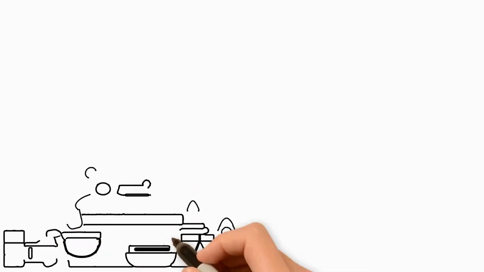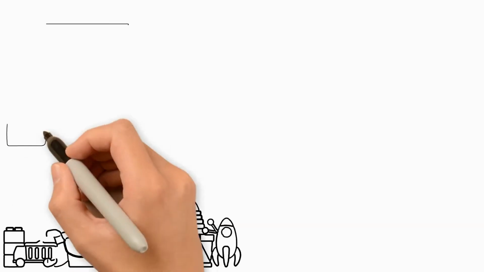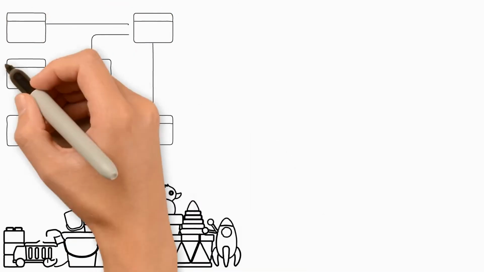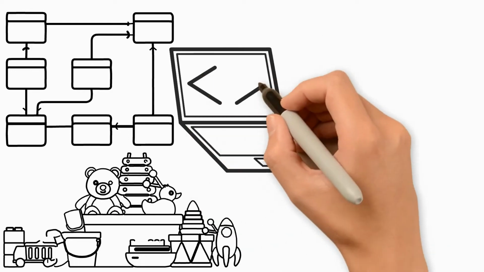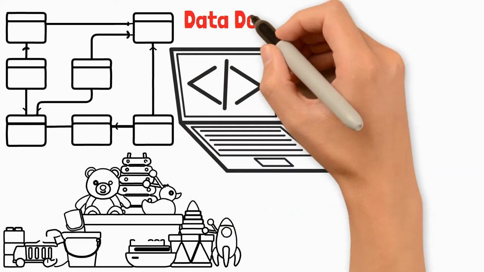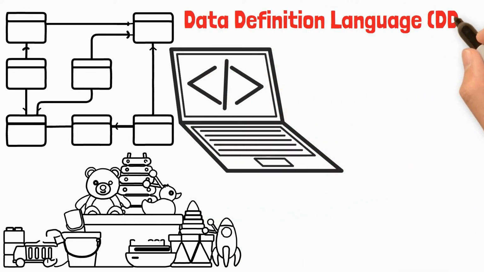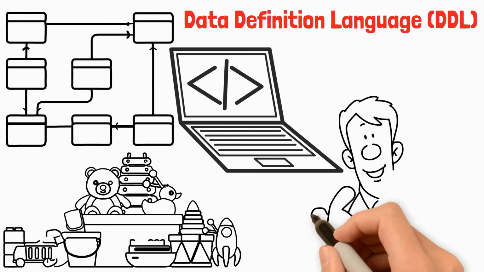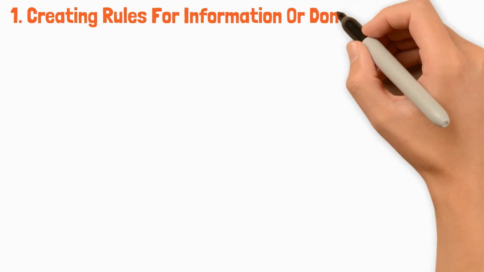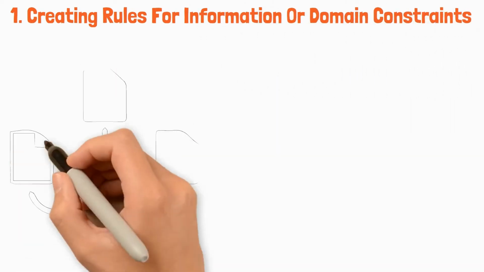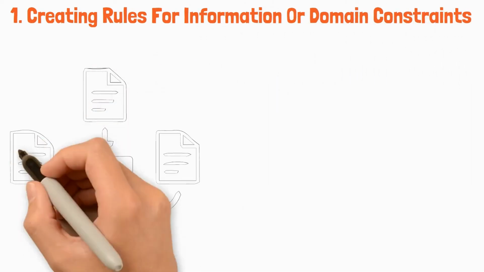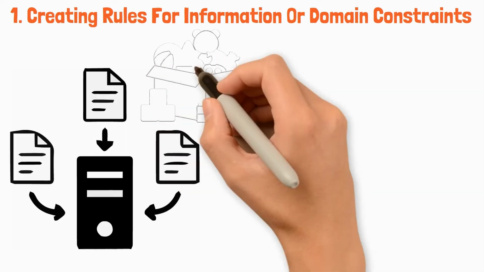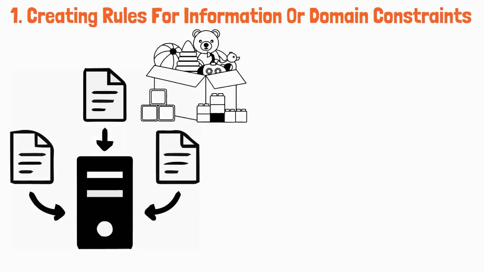We previously compared DDL to setting up your toy box. To keep all the data organized and ensure it's used properly, we use specific rules and a special language known as Data Definition Language, DDL. Here is how DDL helps us. 1. Creating rules for information or domain constraints. DDL lets us decide what types of information we can put in different parts of our database, similar to deciding which toys go into which sections of a toy box.